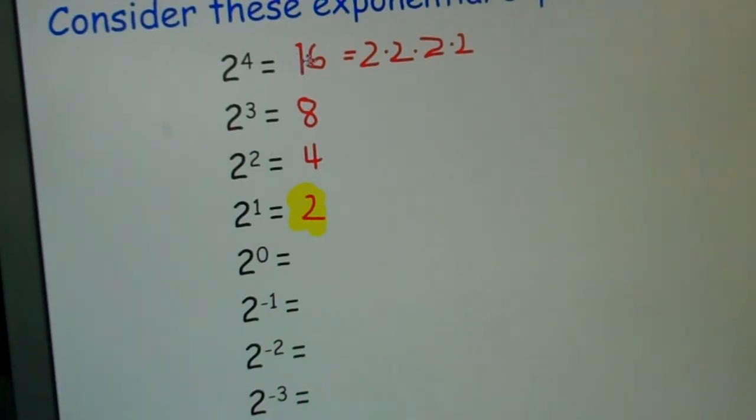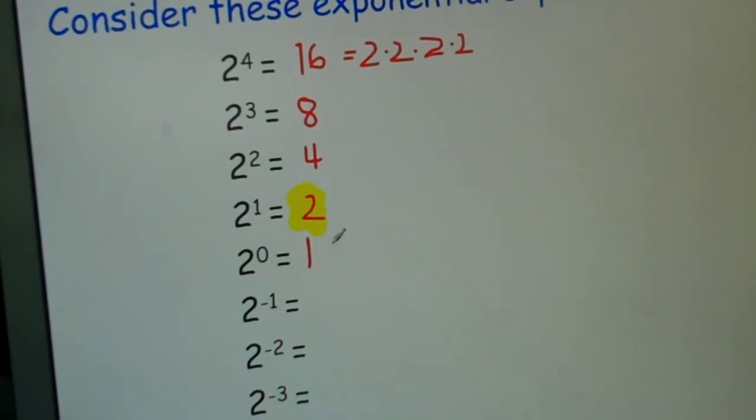Well, what's happened here? 16 down to 8. We divided by 2. Oh, that's our base. 8 divided by 4. Another division by 2. That's our base. 4 divided by 2 gives us 2. So what do you think 2 to the 0 power is going to represent? 2 divided by 2? 1.